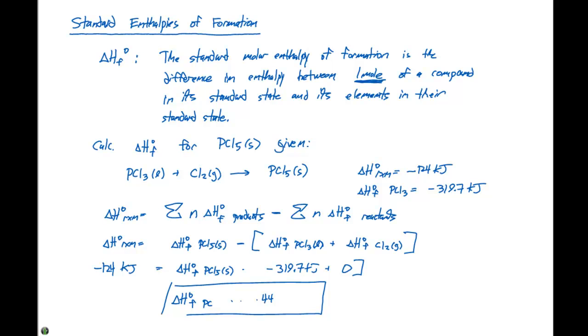So when we go through and calculate this delta H naught of formation, we need to use the overall equation. We need to make sure that it's balanced. And we can use this sum of the delta H of formation of products minus the sum of the delta H of formation of reactants equation. So this is what we will use when we do any type of calculation of this sort.